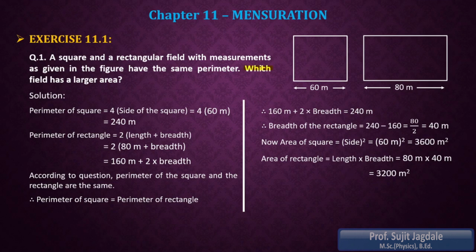Now the question is which field has the larger area? Clearly from these two values, 3600 meter square and 3200 meter square, we can say that 3600 is greater than 3200. Therefore the area of the square field is going to be larger than the area of the rectangular field. In this way we can calculate the area in this lesson mensuration. So we have considered the first example of exercise 11.1.